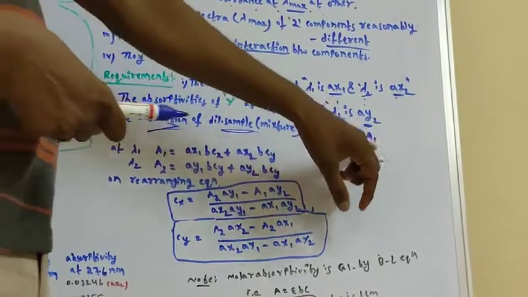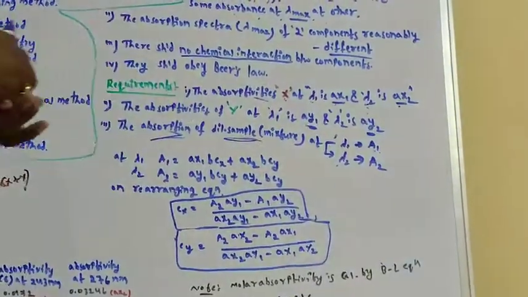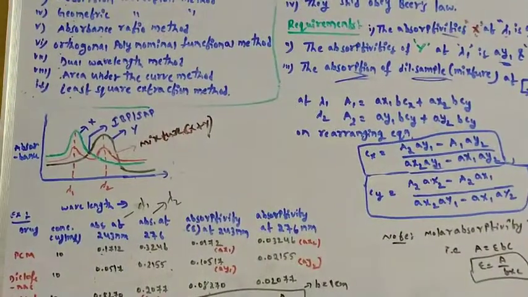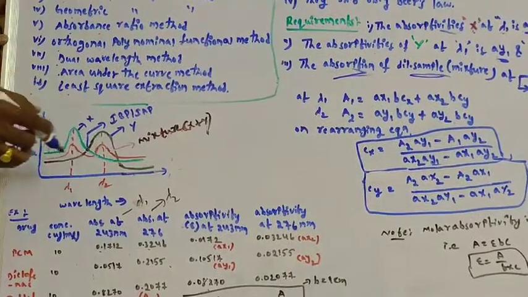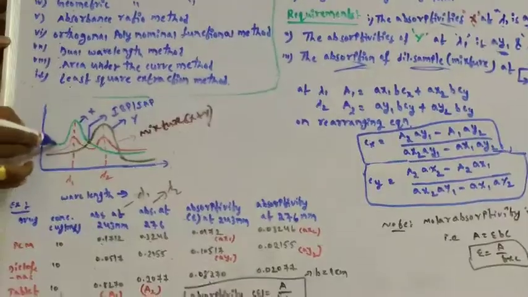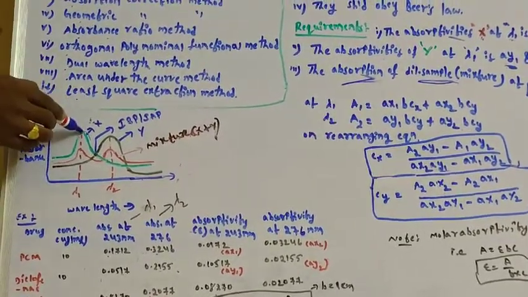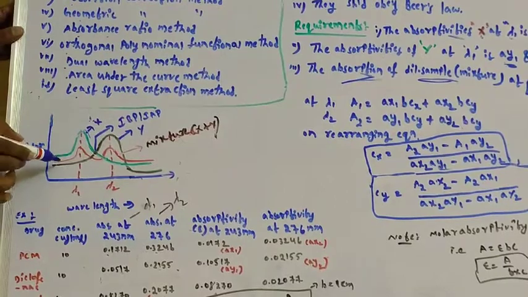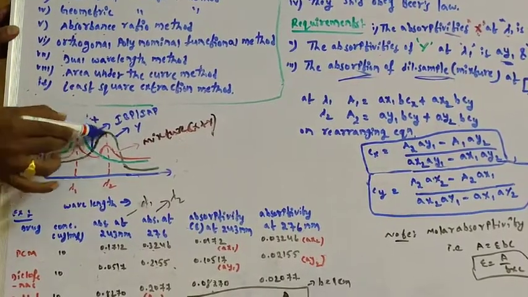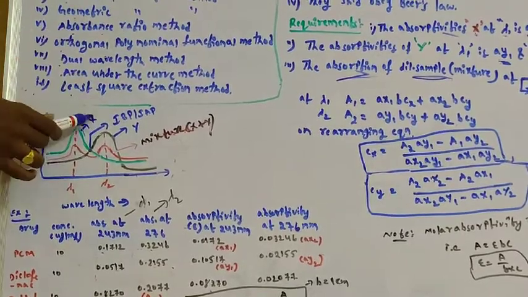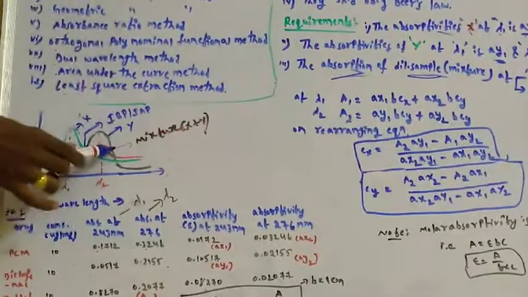Lambda 1 absorbance is known as A1, lambda 2 absorbance is known as A2. Here I have given one graph for better understanding. Here three graphs are there, three peaks are there. You see, the first one is the graph for x. This is the lambda max for x. Then this black one is for the y sample, the standard sample y. This one is standard sample x, this one is standard sample y.